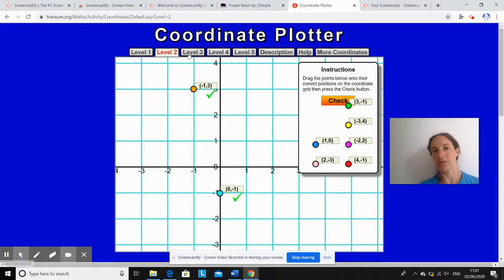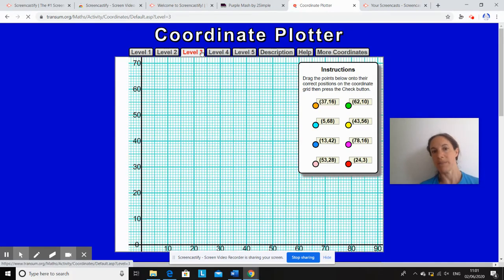So I've set you level 3, but you can start with level 1 or 2, and then go on to level 3, 4, and 5, which are these tabs up here.